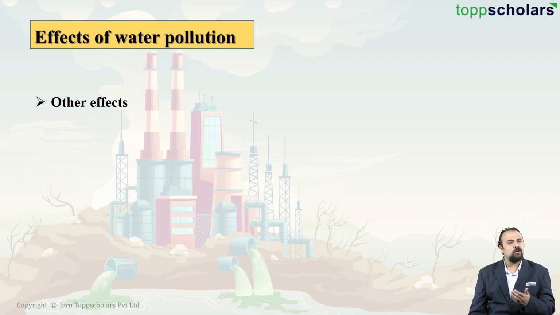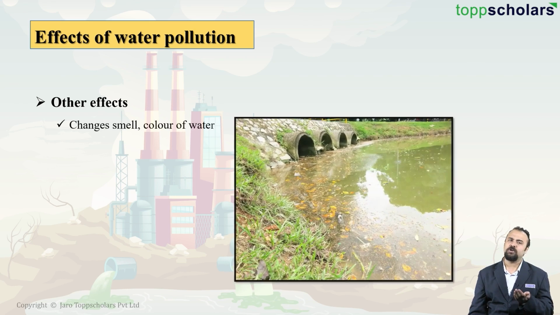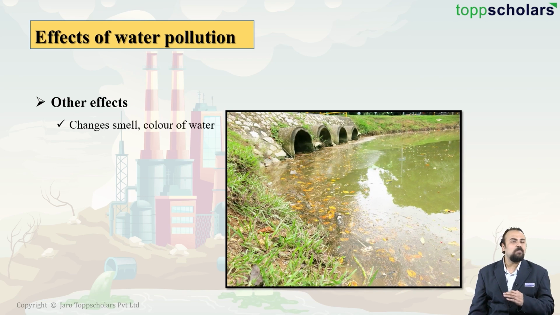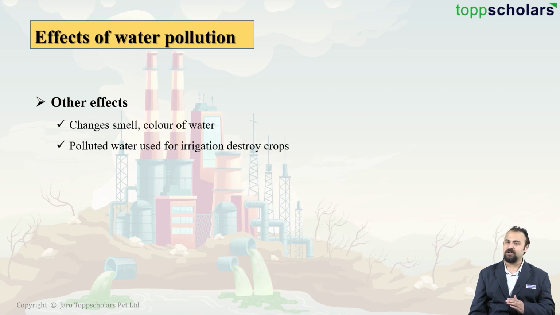Now students, there are also certain other effects of water pollution, like there can be a change in the smell as well as the color of water, and if this polluted water is by chance used for irrigation, then it will definitely destroy the crops.